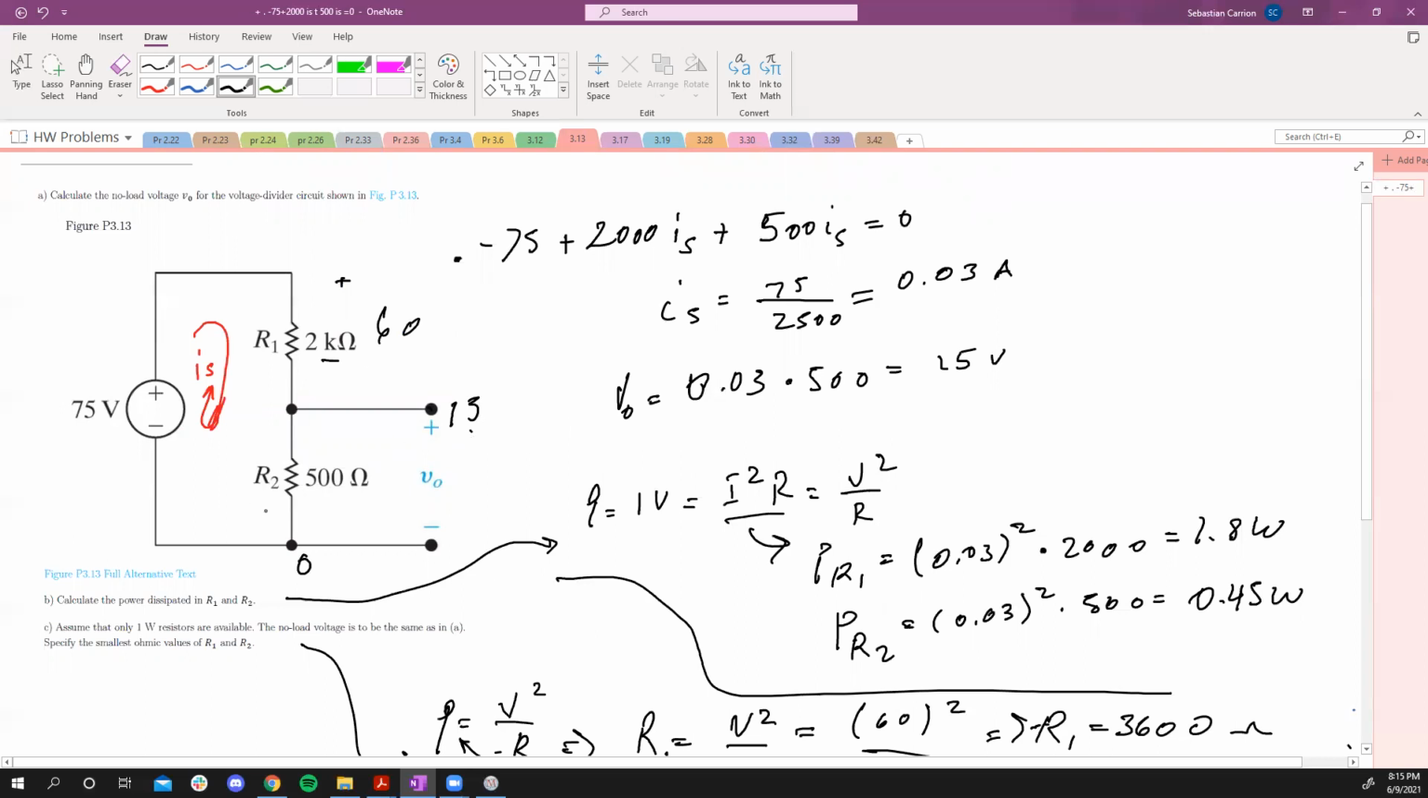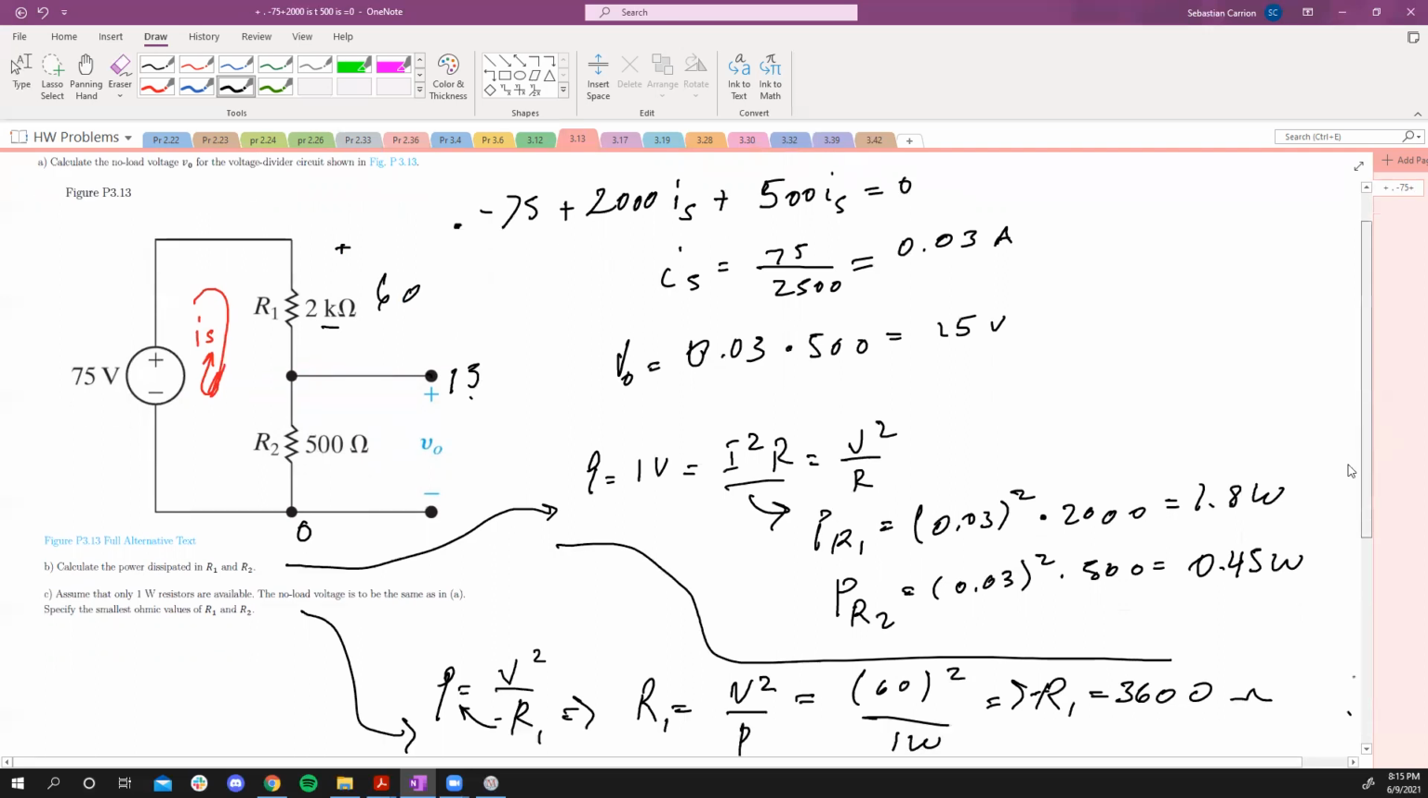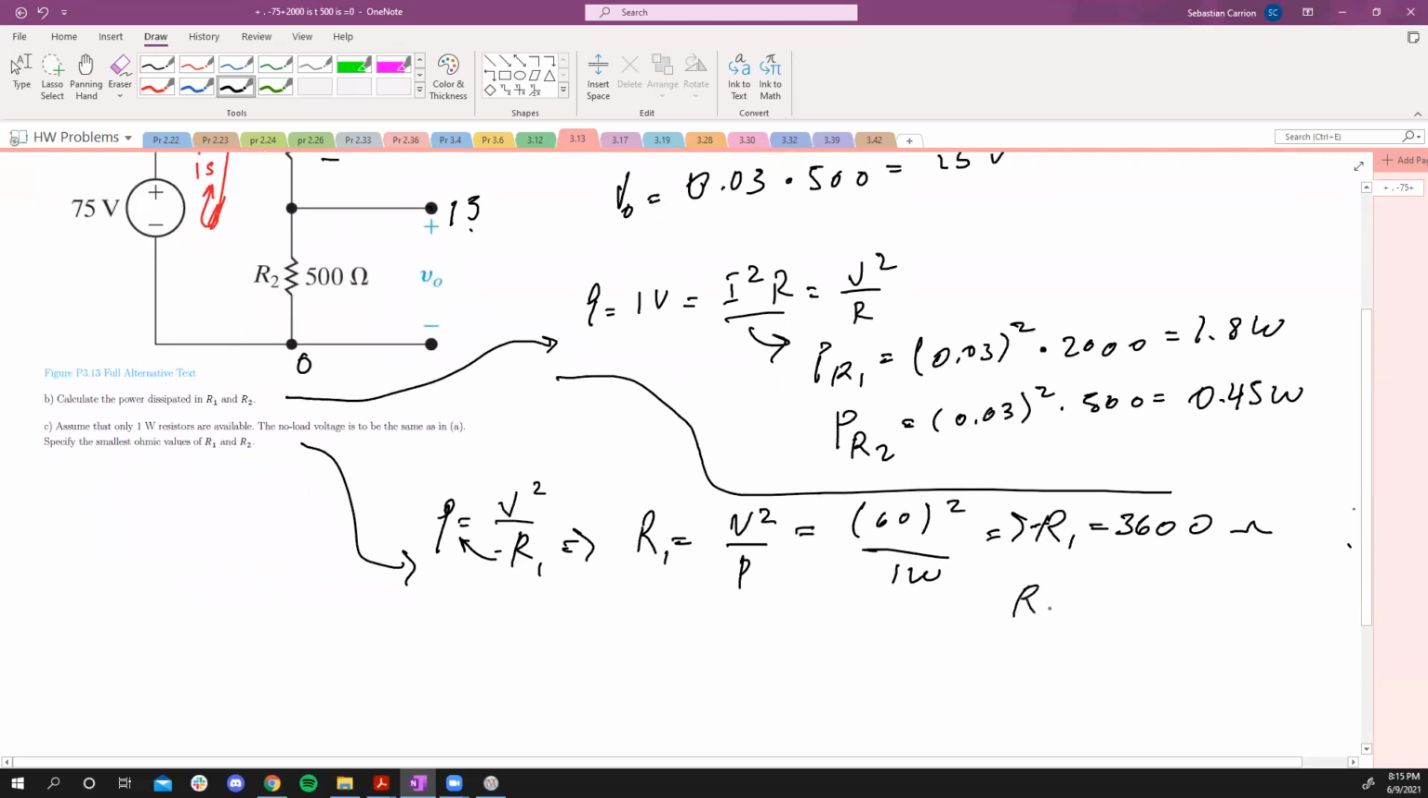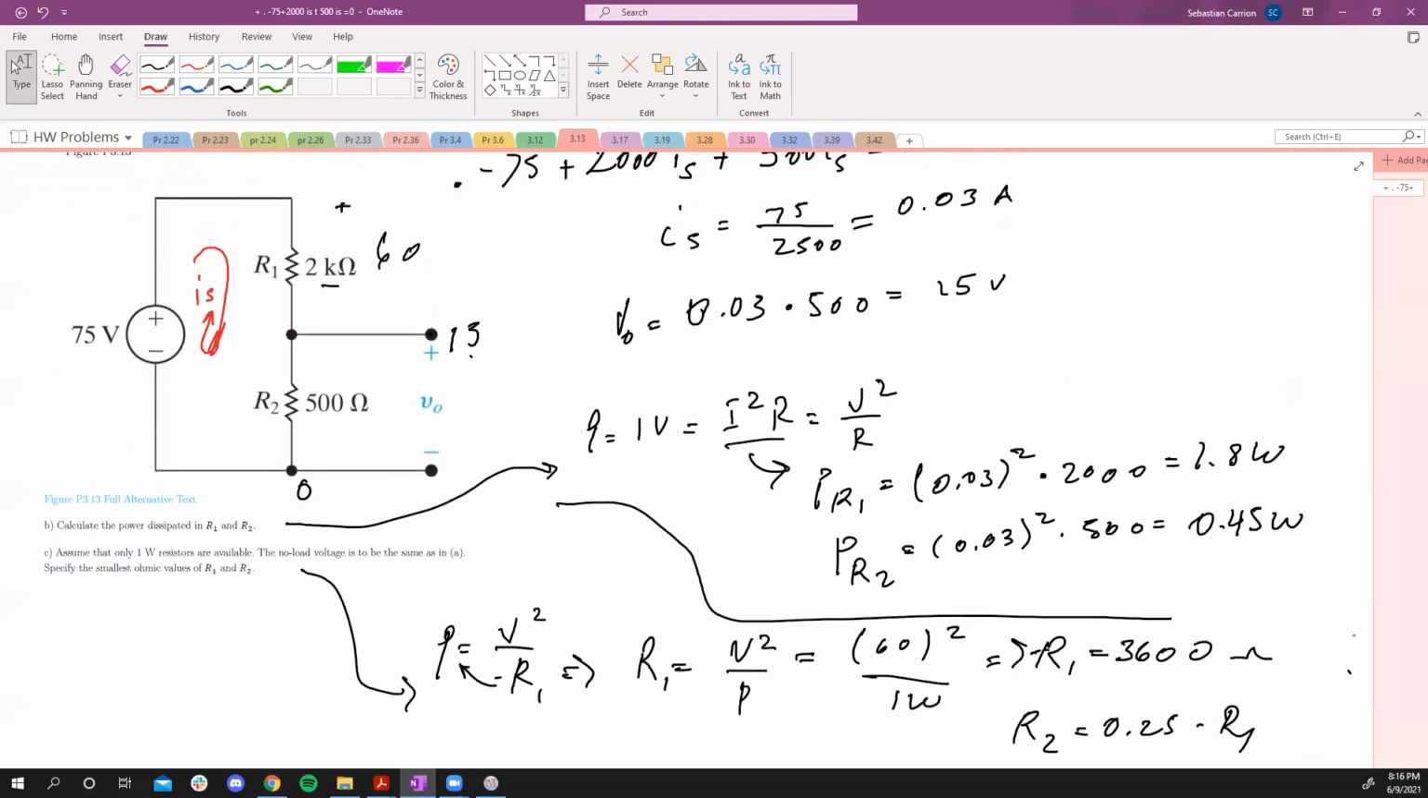So yeah, then we go on to R2. We notice that R2 is a quarter of R1. So then we can just go ahead and say R2 is 0.25 times R1, which would be 900 ohms. So 900 ohms would be the smallest value for R2. And yeah, that's 3.13.